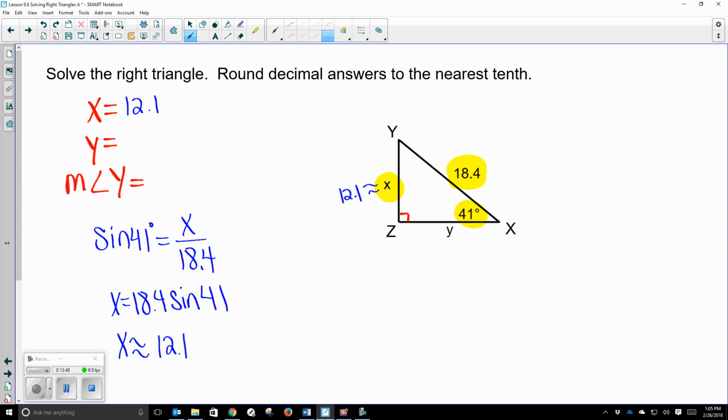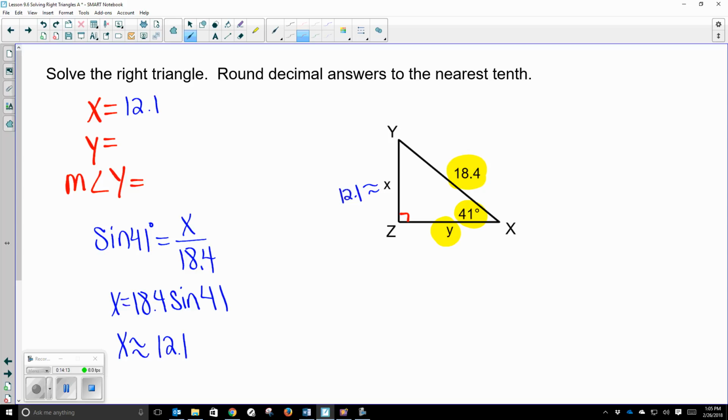Okay. You have a couple of choices to find y. I would probably stick with using the same angle and using trig instead. I'd rather do that than use the Pythagorean theorem, but you can use that here. It's up to you.